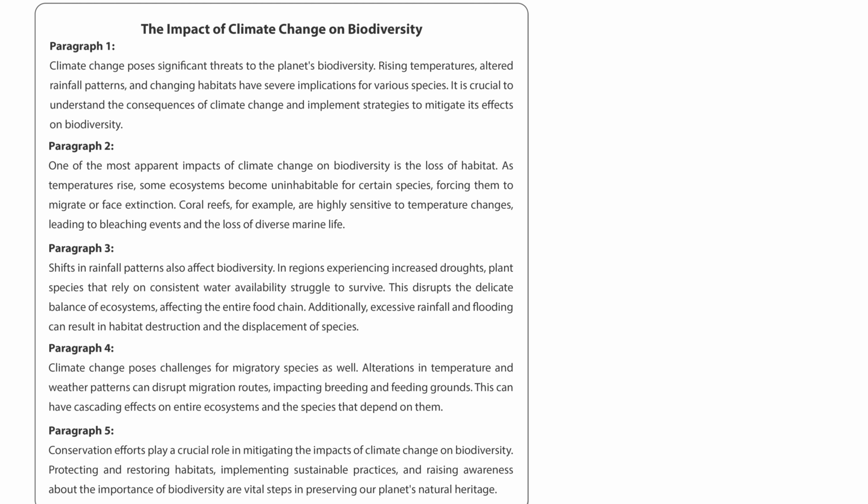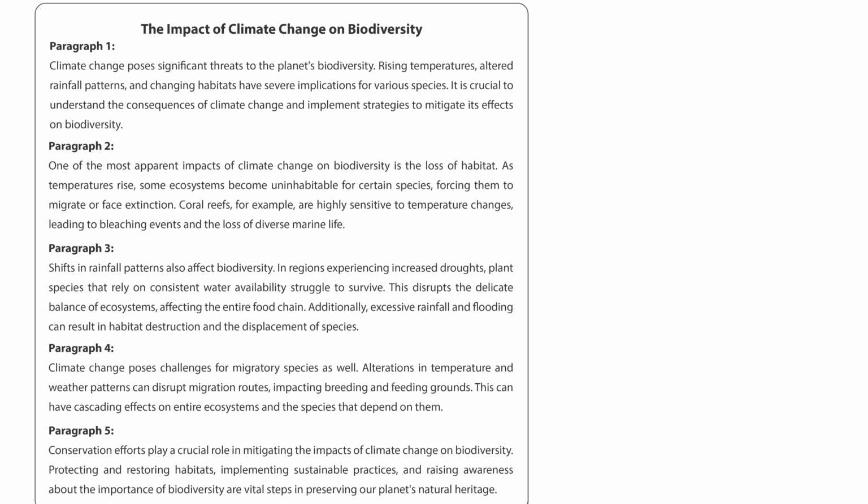Paragraph 4. Climate change poses challenges for migratory species as well. Alterations in temperature and weather patterns can disrupt migration routes, impacting breeding and feeding grounds. This can have cascading effects on entire ecosystems and the species that depend on them.